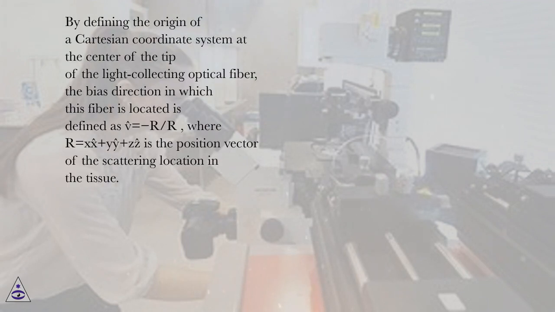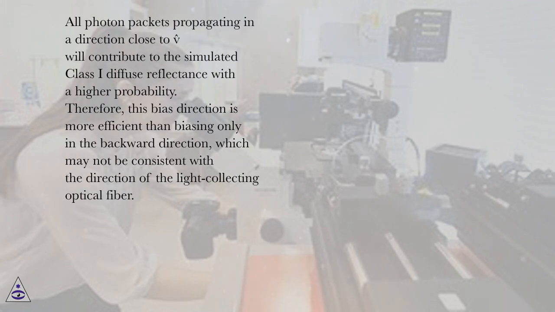By defining the origin of a Cartesian coordinate system at the center of the tip of the light collecting optical fiber, the bias direction in which this fiber is located is defined as V equals minus R over |R|, where R equals X x-hat plus Y y-hat plus Z z-hat is the position vector of the scattering location in the tissue. All photon packets propagating in a direction close to V will contribute to the simulated class I diffuse reflectance with a higher probability. Therefore, this bias direction is more efficient than biasing only in the backward direction, which may not be consistent with the direction of the light collecting optical fiber.